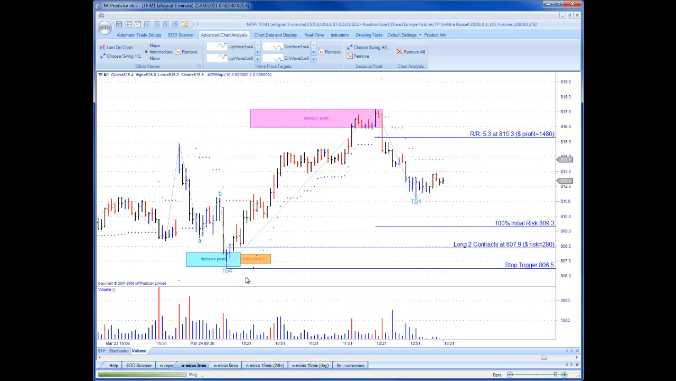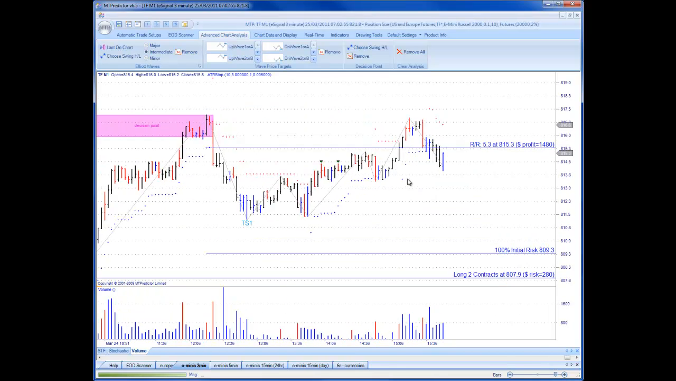So this was what I call a Christmas trade. In other words, it's a really, really obvious trade to get into, and one that all MTPredictor customers should have spotted. And as you can see, it turned out to be a very good trade indeed, with plus 5.3R profit. But the day didn't stop there.